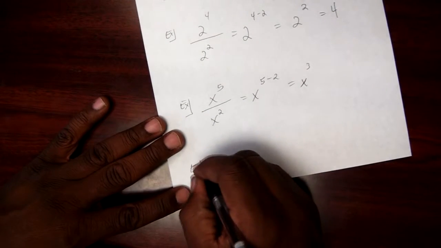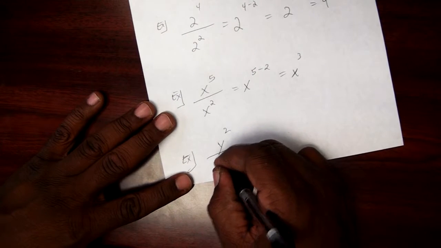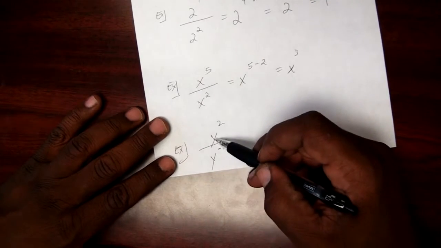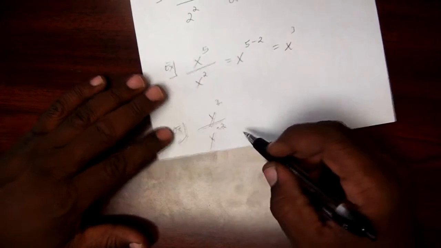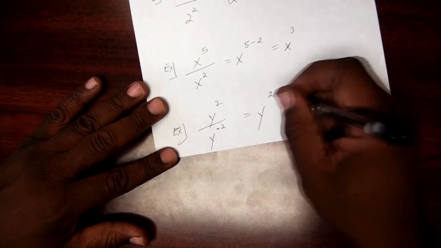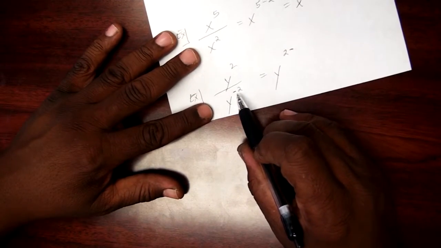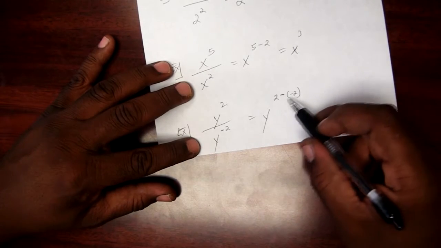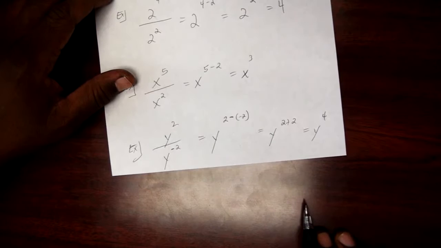We'll look at one last example. y squared over y to the negative 2nd power. So here again I have a like base, which is y. The formula says that it's the top exponent minus the bottom. So I'm going to keep my like base, y, and raise it to my top exponent, which is 2, minus, because there's a minus in my formula, my bottom exponent, which is a negative 2, so I'm going to put that in a set of parentheses. That double negative forces a positive, and 2 plus 2 is 4, so this simplifies to give us y to the 4th power.